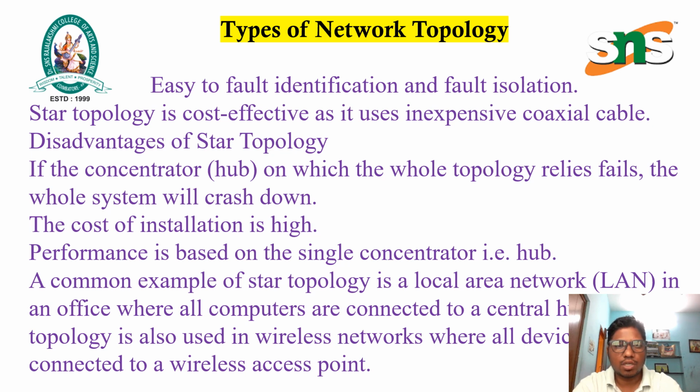Disadvantages of this topology: if the concentrator, the hub on which the whole topology relies, fails, the whole system will crash down. The cost of installation is high. Performance is based on the single concentrator, for example the hub. A common example of star topology is the local area network in an office, where all the computers are connected to a central hub. It is also used in wireless networks, where all the devices are connected to the wireless access point.